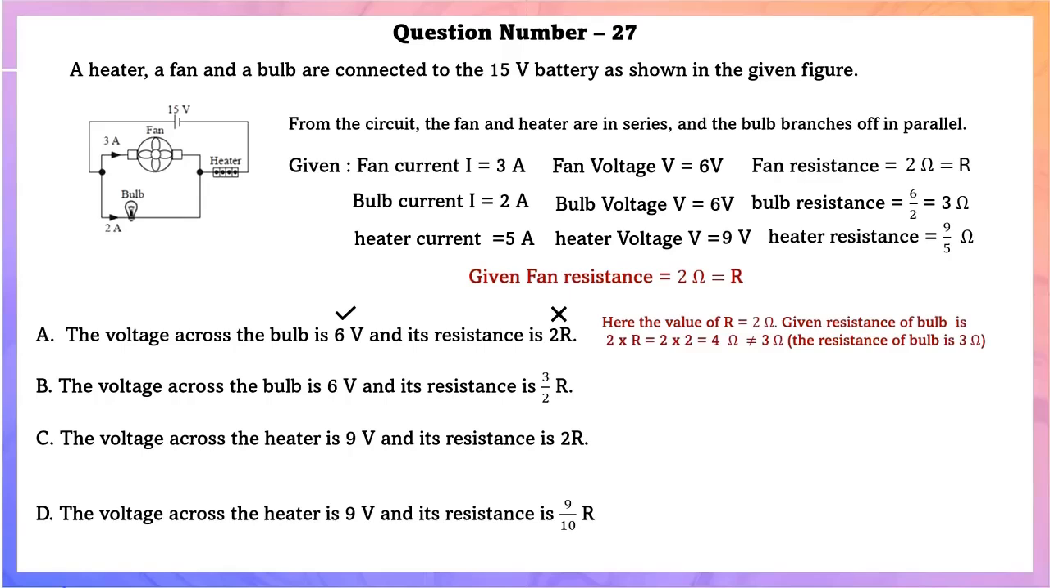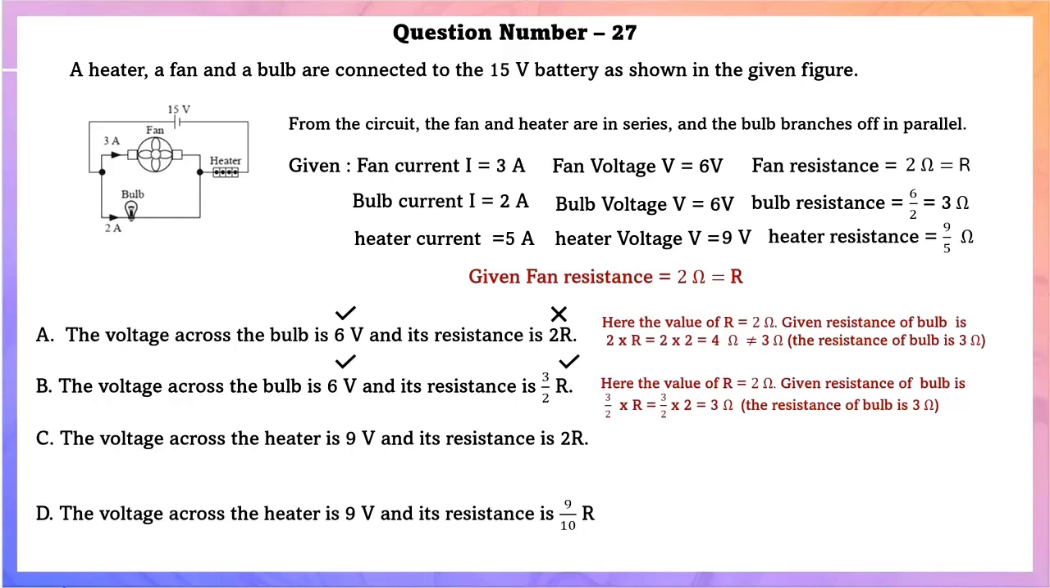The voltage across the bulb is 6 volts. Yes, this is correct. And its resistance is 3 by 2 R. Given the resistance of the bulb is 3 by 2 into R, which is equivalent to R resistance. So it is correct. C.